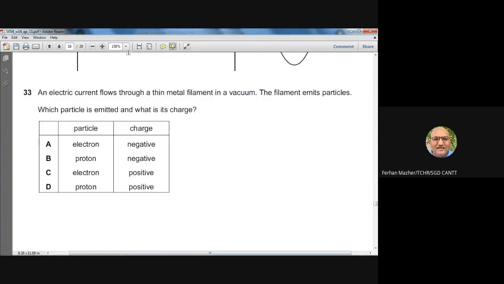An electric current flows through a thin metal filament in a vacuum. The filament emits particles. Which particle is emitted and what is its charge? He's talking about the CRO, and when the metal filament is heated, it gives out electrons. We call it thermionic emission. The electrons come out and the charge on the electrons is negative. So A is the option. Particles will be electrons and the charge on them will be negative.